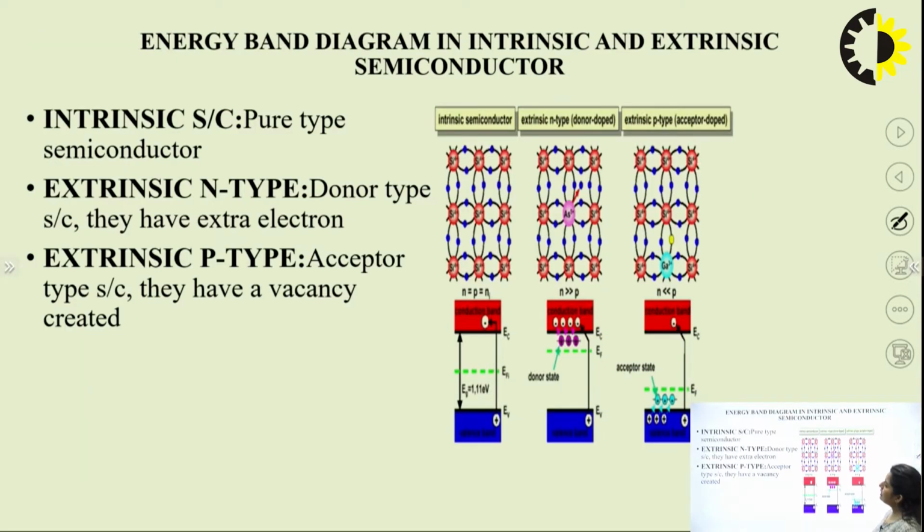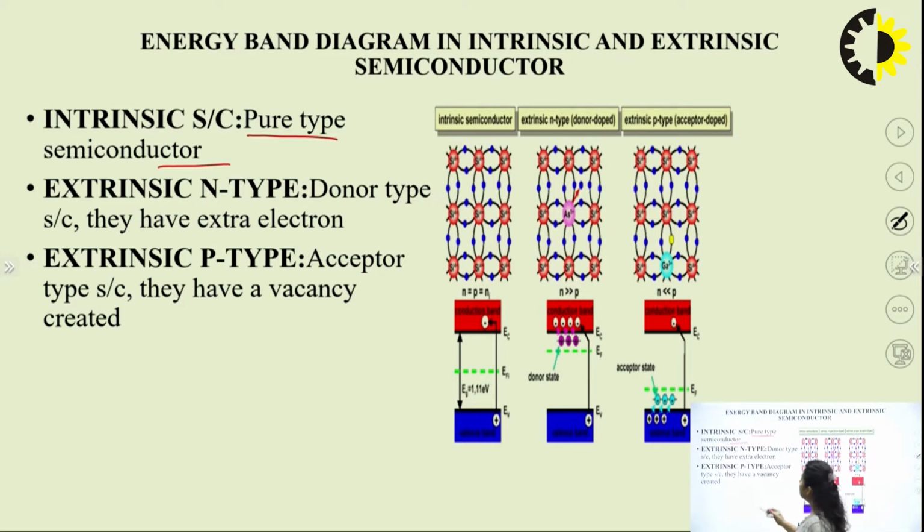So coming to the energy band diagram in intrinsic and extrinsic semiconductors. We can see easily that intrinsic semiconductors are pure semiconductors, and in the diagram also we have silicon atoms with covalent bonds to other silicon atoms, and there are no impurities added into the intrinsic type of semiconductor.